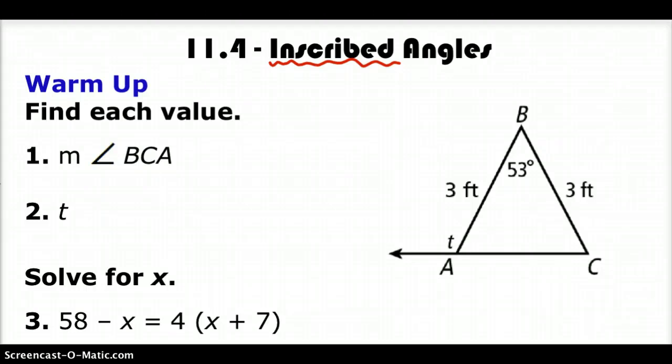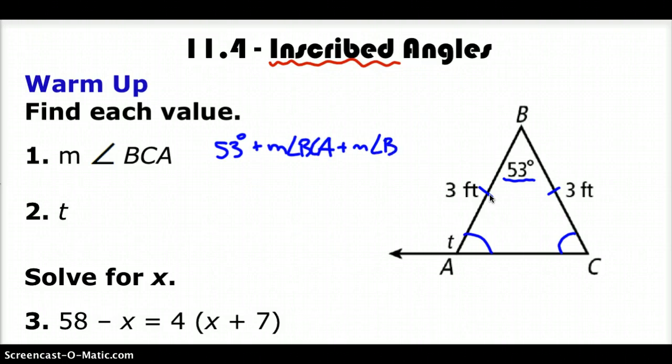Okay, so we look at this picture and I should see a few things right away. First of all, these two sides are congruent here, so that means that their base angles should also be congruent. I also see that this angle right here is 53 degrees, and I remember that there's 180 degrees in a triangle, so 53 degrees plus the measure of angle BCA plus the measure of angle BAC equals 180 degrees.